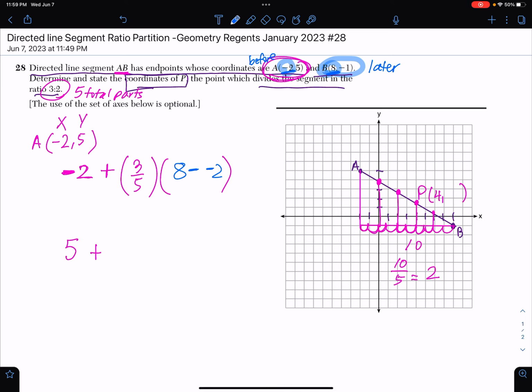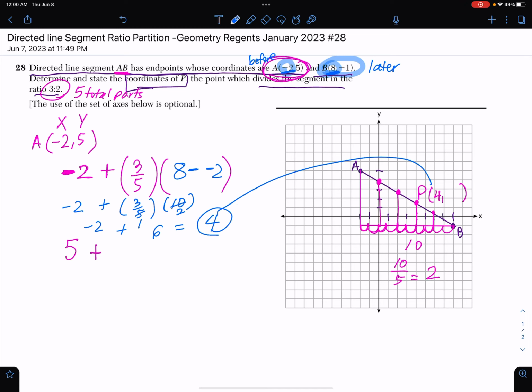So if I were to put this all in the calculator, I have negative 2 plus 3/5 of 10. You can just put this in the calculator, but I'm going to do the calculation. 5 times 1 is 5, 5 times 2 is 10, 3 times 2 is 6, and so negative 2 plus 6 equals 4. Keep in mind, before we already solved the x value for P, it was 4.